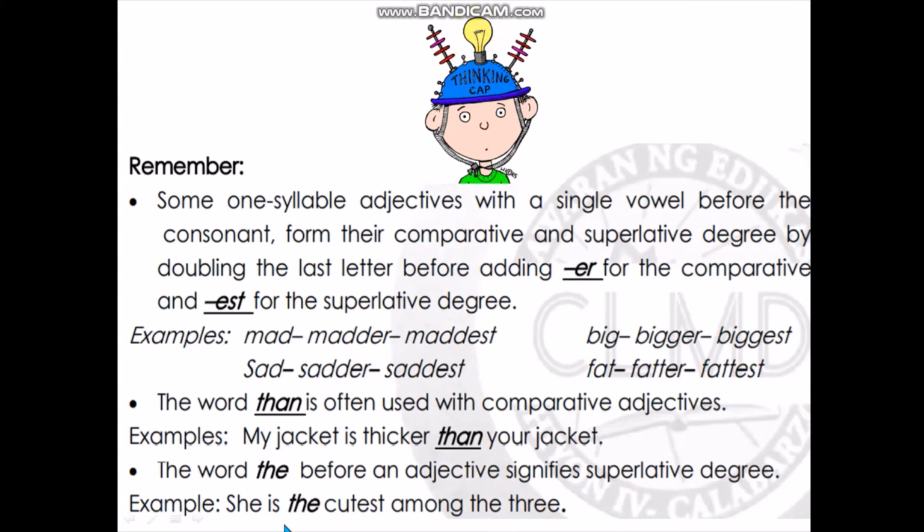Okay, example, she is the cutest among the three. Again, the word the before an adjective signifies superlative degree. Example, she is the cutest among the three.